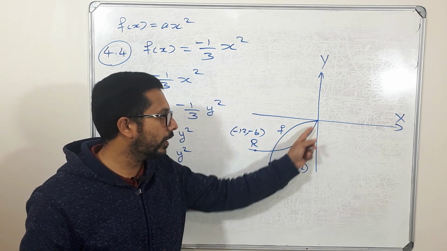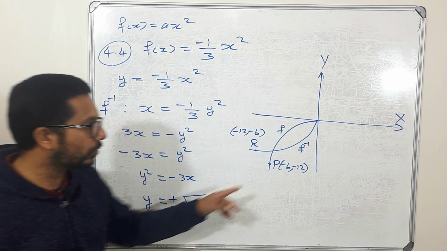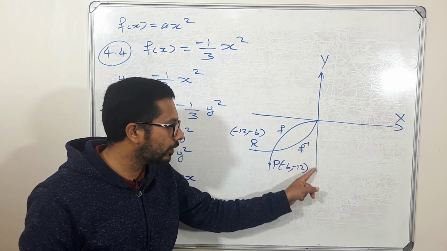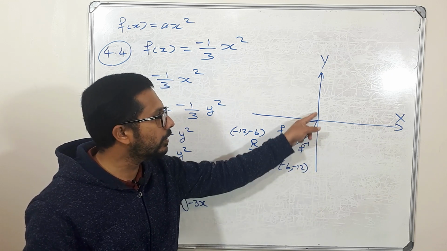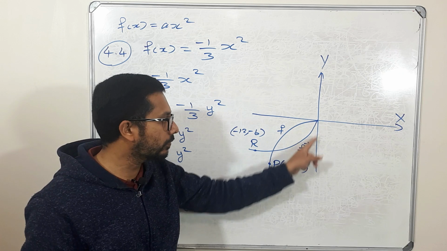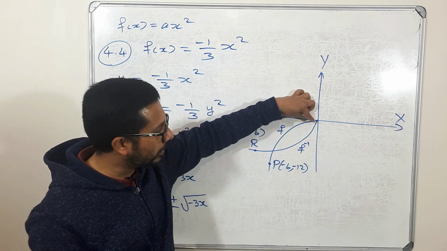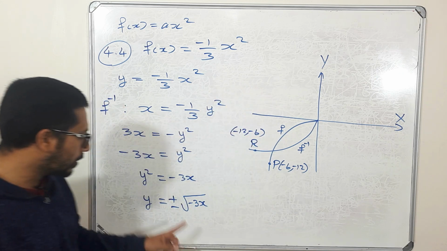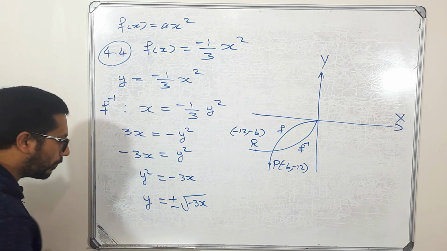Here this f inverse graph, this is our f inverse equation. In this graph, what is the y value here? Here the y value is negative. Here the y value is positive. Here the y value is negative. So is there any positive y value in this graph of f inverse of x? There is no positive y value. That means you don't want to take this positive sign. So what is the final answer?